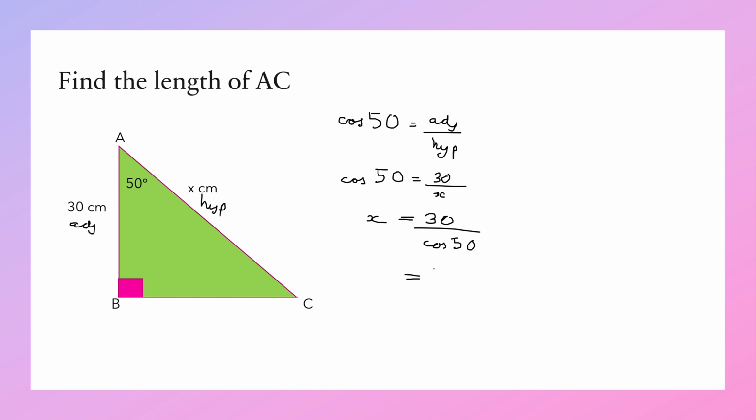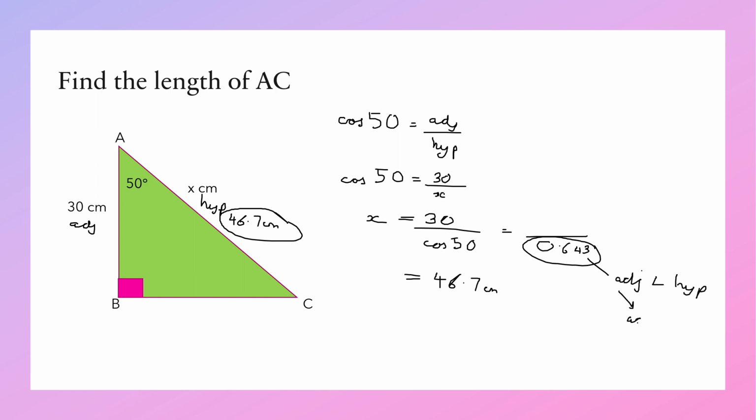And what's 30 over cos 50? That's going to give us 46.7. Again, we know that this is correct because we're getting a greater answer than the adjacent side. If you think about it again, cos 50 is 0.64 or something to 3 decimal places. Adjacent is always less than the hypotenuse, so it follows that adjacent over hypotenuse must be less than 1. If you're dividing by an answer less than 1, you're going to get a bigger answer.